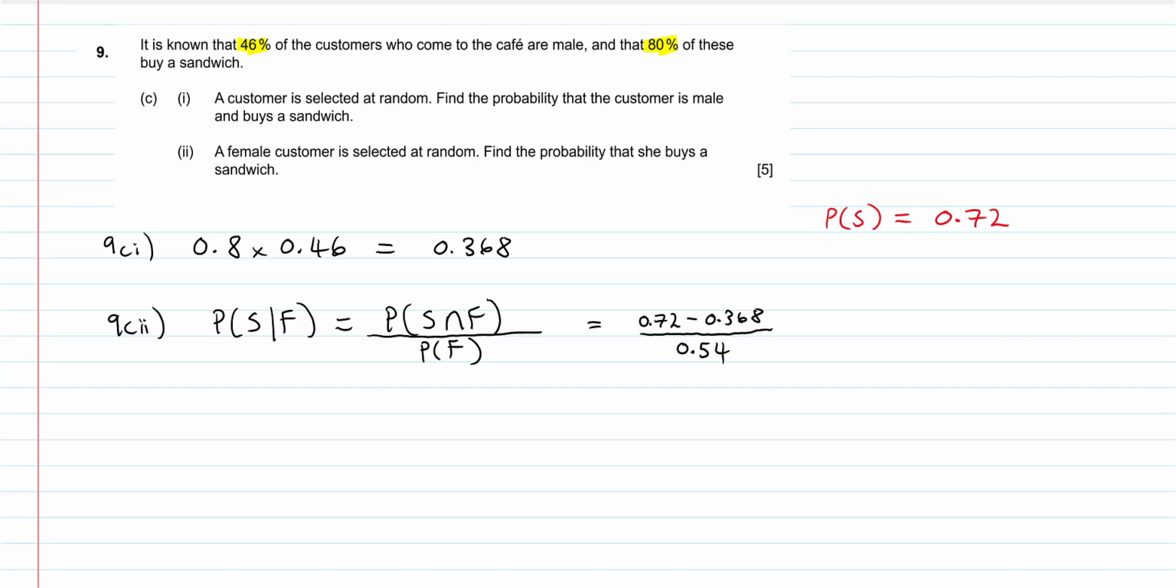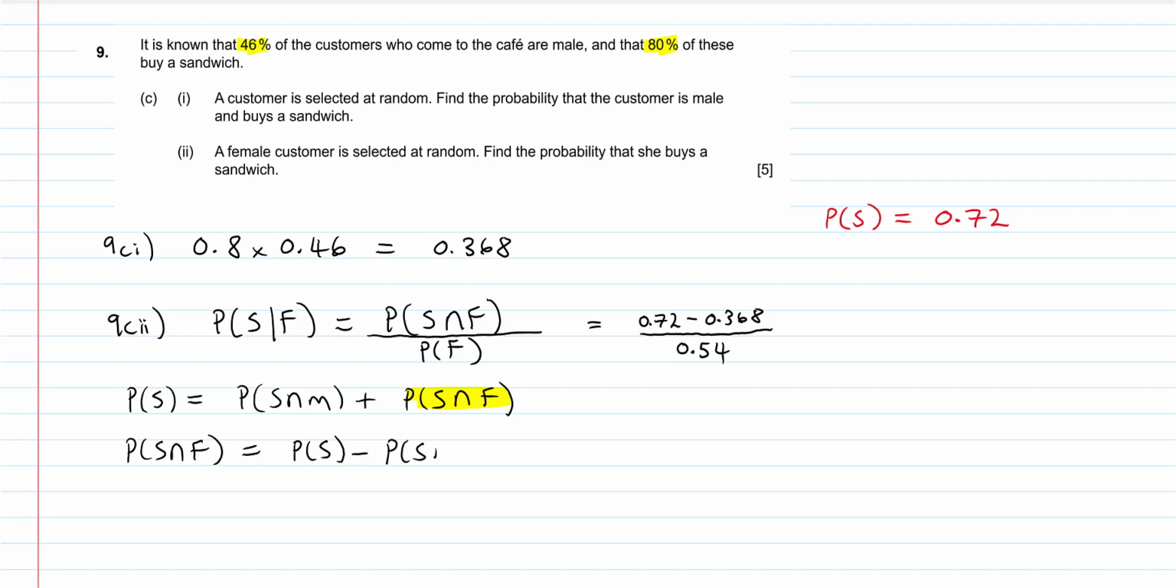So that was 0.368. Another way to think about that numerator part is that the probability of buying a sandwich is equal to the probability of buying a sandwich and also being male, plus the probability of buying a sandwich and also being female. So all we need to do is make that part the subject. So the probability of buying a sandwich and also being female, the numerator part that we want, is equal to the probability of buying a sandwich minus the probability of buying a sandwich and also being male. Plugging in our values, it's 0.72 minus 0.368.